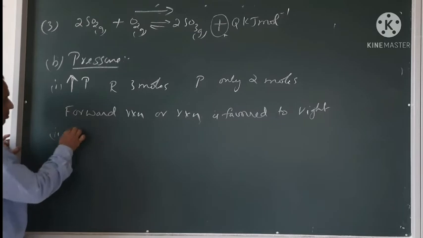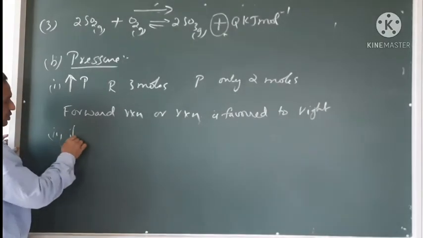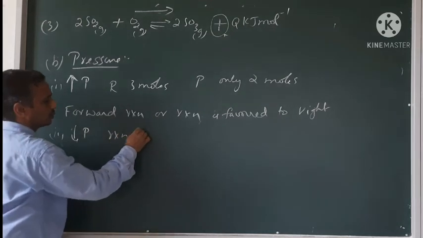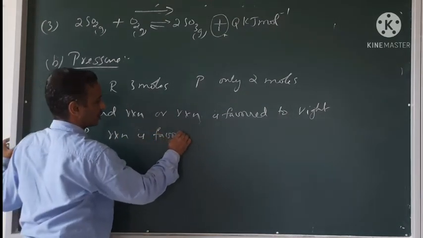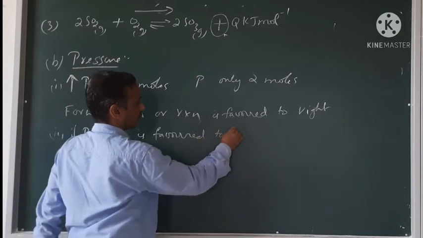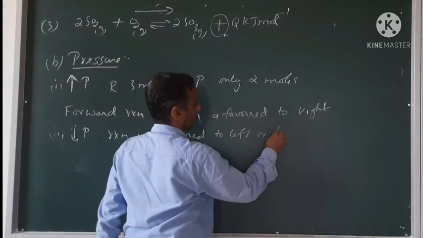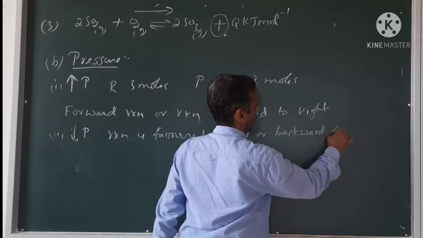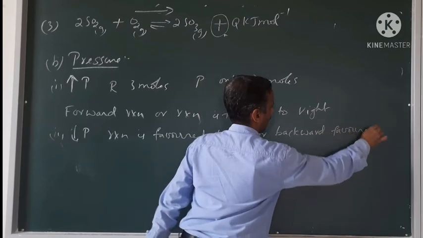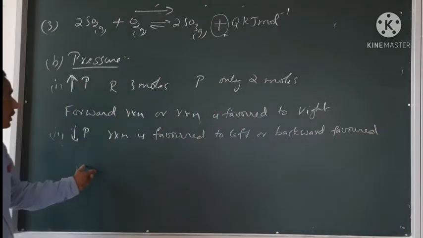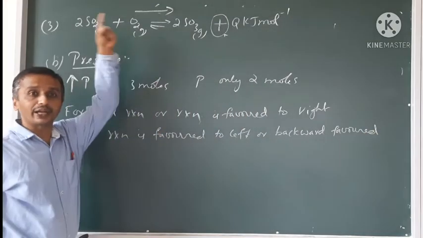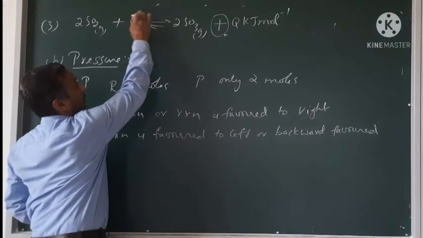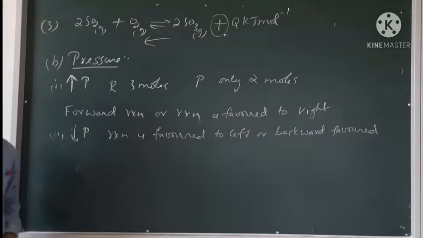Then if the pressure is decreased, the reaction is favored to the left, or backward is favored. Why? When the pressure is decreased, the reaction tries to increase the pressure by increasing the number of moles. That time, this reaction will be favored.